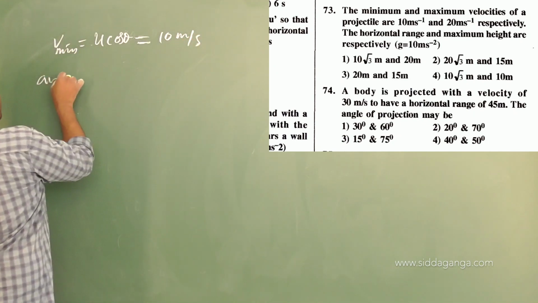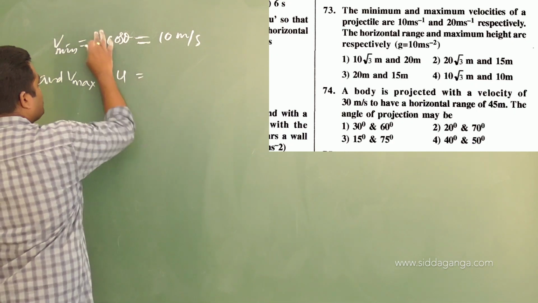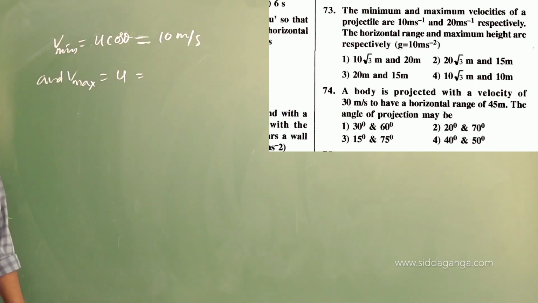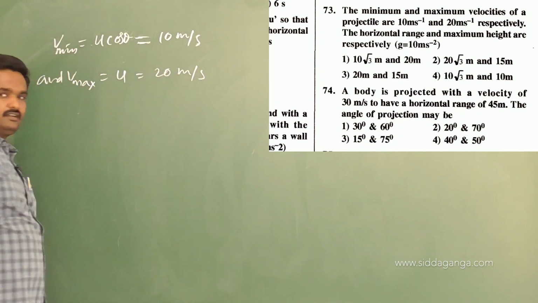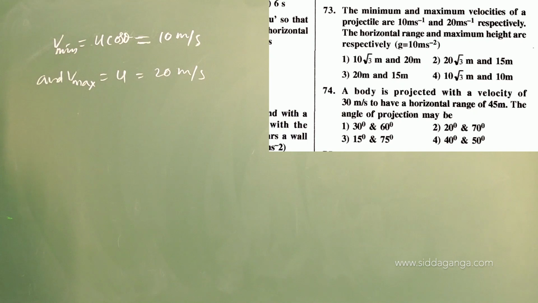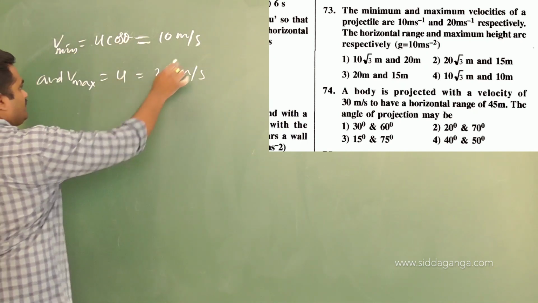And maximum velocity means velocity of projection. With what velocity is it projected? u. How much is it? They are given it as 20 meter per second. What are they asking to find out now? Horizontal range and maximum height. You can solve from these two.